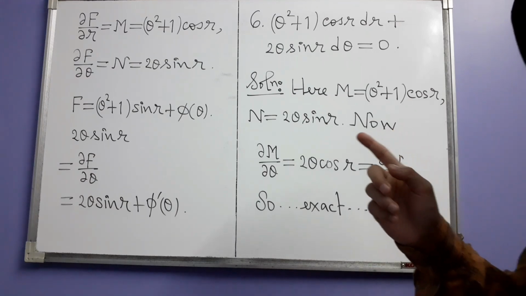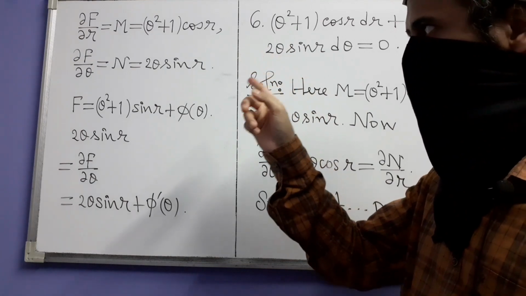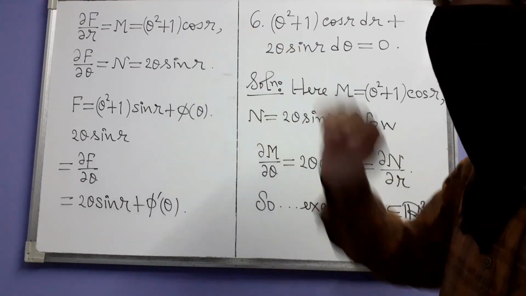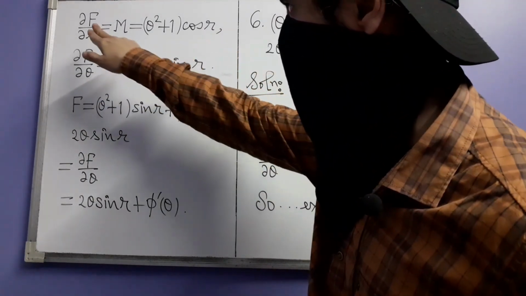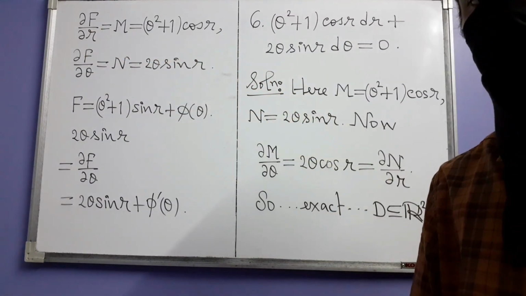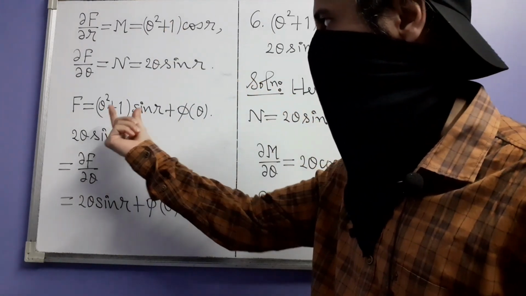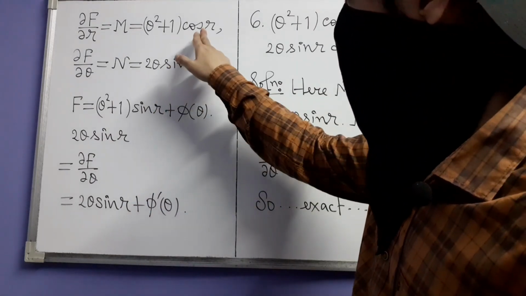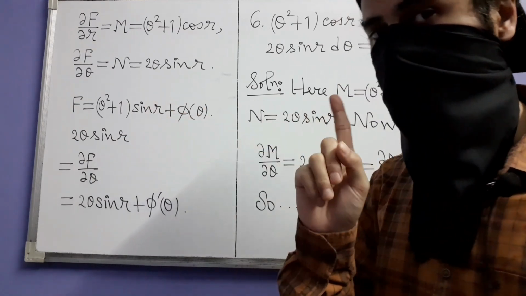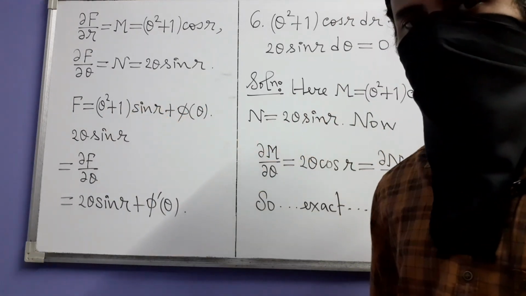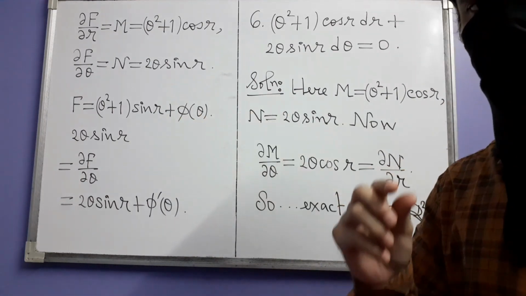Alright, and that is why such a function f will exist for which del f del r would be M and del f del theta would be N. That means these things. And then your usual method, you integrate this equation with respect to r. So theta is considered constant. So theta square plus 1 stays as it is. Cos r, when you integrate this with respect to r, it becomes sin r. You are not differentiating, okay? Don't put a minus sign. You are integrating. Plus phi of theta, where phi is a function of theta only.